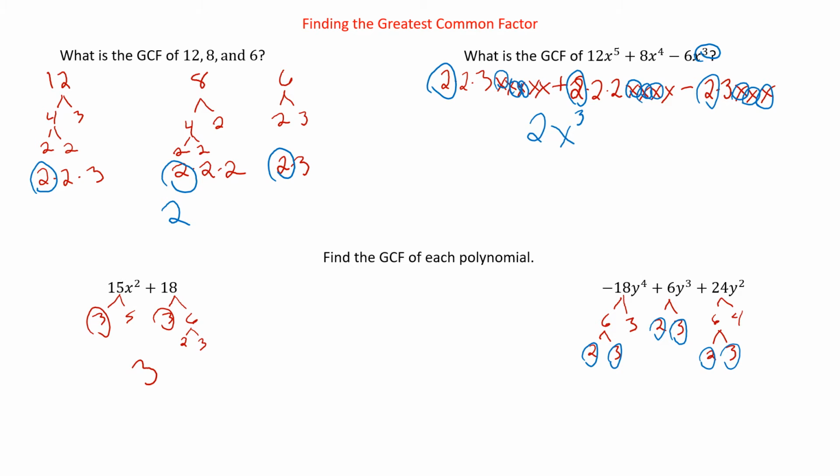And so our greatest common factor, we have 2 times 3, which is 6. And then we have some y's. What's the lowest exponent on the y's? That would be a squared. So we have 6y squared is our greatest common factor of this polynomial.